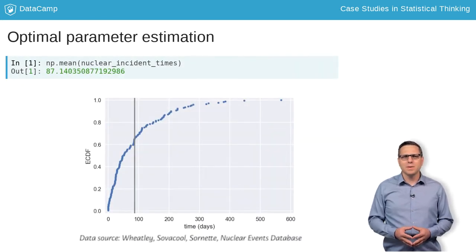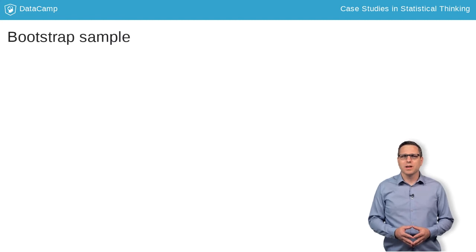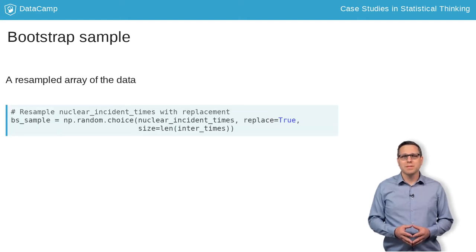We can use the np.mean function to compute the mean of all inter-incident times, which is 87 days, indicated by the vertical gray line on the plot. But how confident are we in this value? What if we could somehow measure a collection of inter-incident times again? What would we get for the mean? We can simulate this by drawing a bootstrap sample. Specifically, we resample the data with replacement using the np.random.choice function.